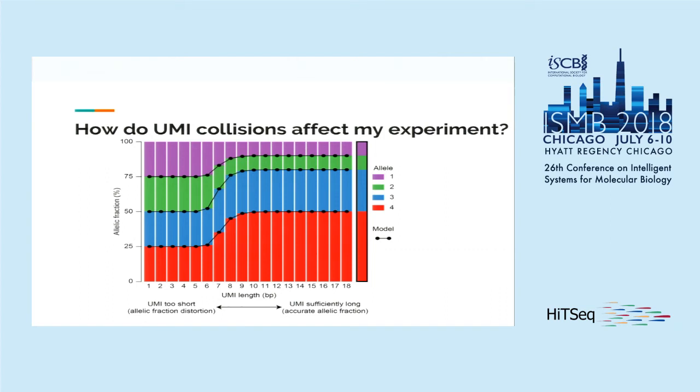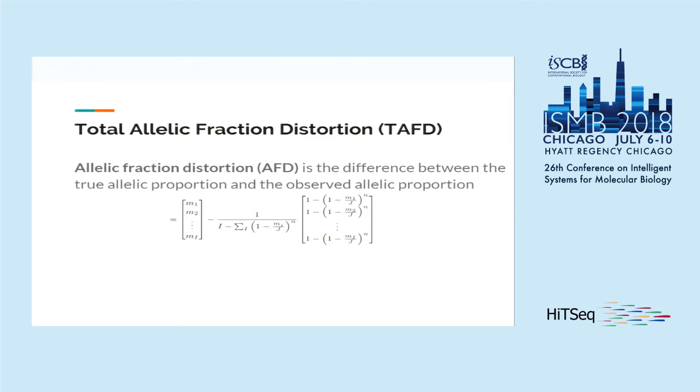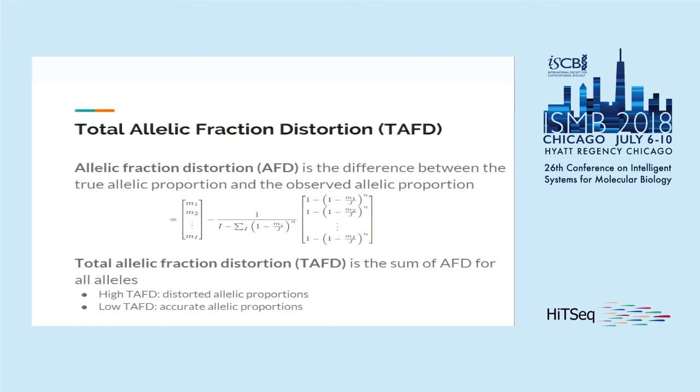And then what we're going to measure is how much the allele frequencies on the left differ from our true allele frequencies. And so we define this measure called the total allelic fraction distortion. We first define the allele fraction distortion, which is the difference between the true allele proportion and the observed allele proportion. Here our m's represent the true allele proportion. This is our computed, or predicted, observed allele proportion. The total allelic fraction distortion is simply the sum of the allelic fraction distortion over all alleles. If you have high total allelic fraction distortion, it means you're distorted. If you have low total allelic fraction distortion, that means you're estimating the allelic fraction fairly accurately.